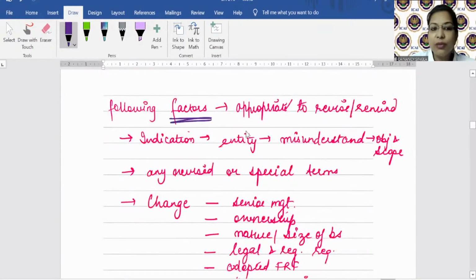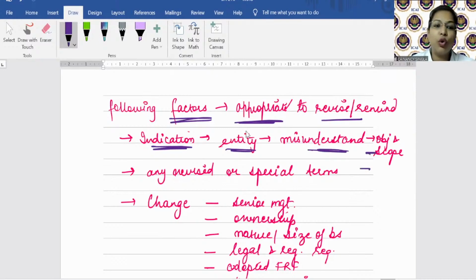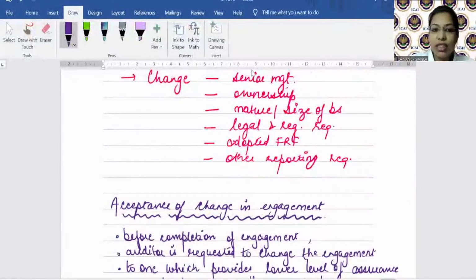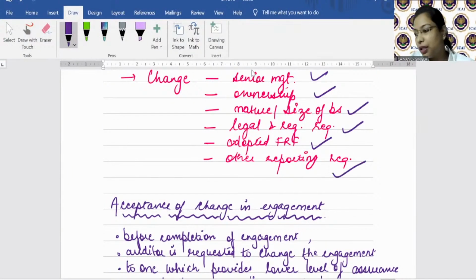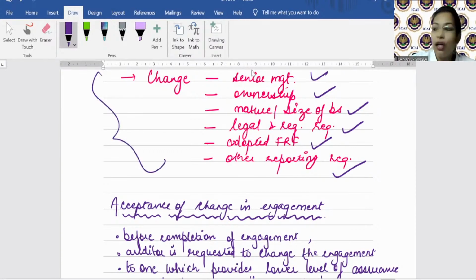What are the factors which says that it is appropriate to revise? When there is an indication that entity misunderstands the objective and scope, when any revised or special terms are there, or when there has been a change in what? Senior management, ownership, nature, size, legal, regulatory requirement, adopted FRF and other reporting requirement. Clear? ठीक है. Yes, if there will be a change, any such change, है ना, कुछ भी चेंज है, then obviously we need to send the revised engagement letter.